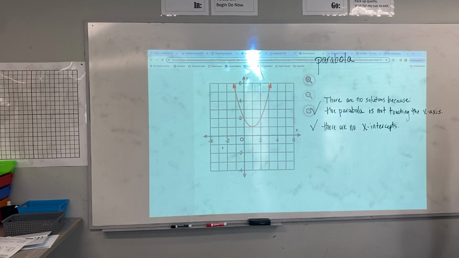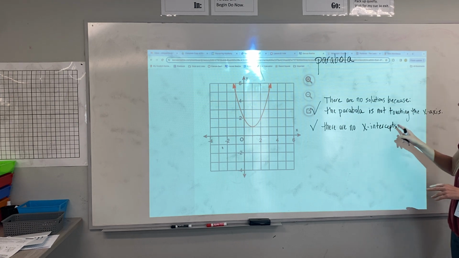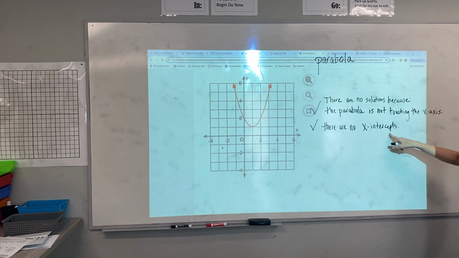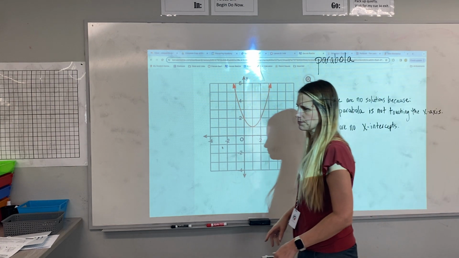All right, anybody else need to pick on? We already picked on everybody. All right, good. So did we get this? That you could say there are no solutions because the parabola or the function is not touching the x-axis, or there are no x-intercepts.